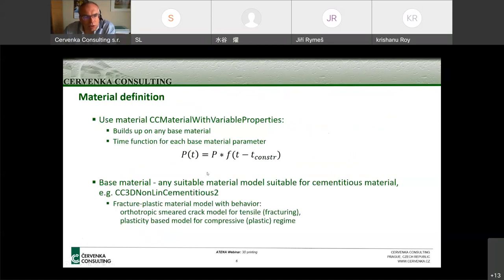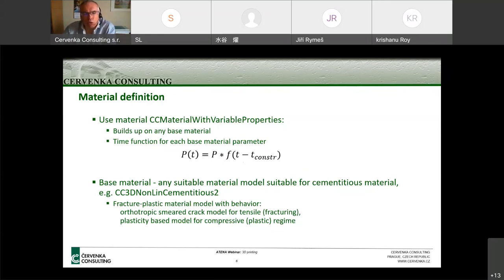In addition to these loads, we also have to take into account that we have a very young material, and the material properties will be developing in time. So for each material parameter, we can define an aging function, which again takes into account the age of the finite element.